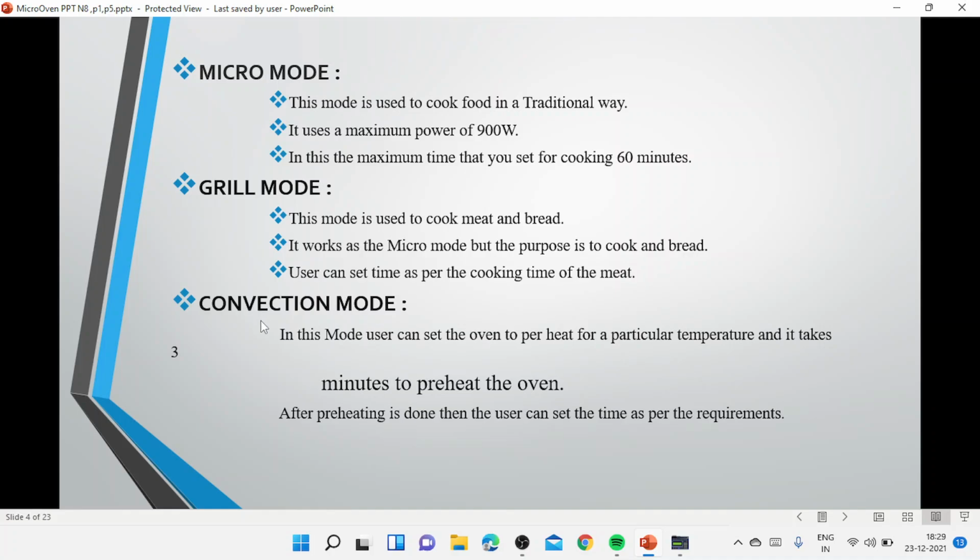Coming to the third mode, it is convection mode. In this mode, the user can set the oven to preheat to a particular temperature, and it takes 3 minutes to preheat the oven. In every microwave oven, by default there is 3 minutes. In some ovens it will be 5 minutes also. For our project it will be 3 minutes, meaning 180 seconds. After preheating is done, the user can set the time as per the requirement.